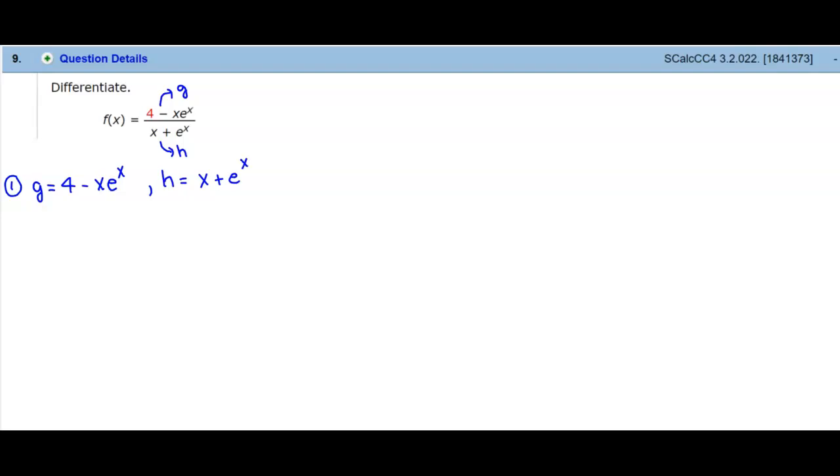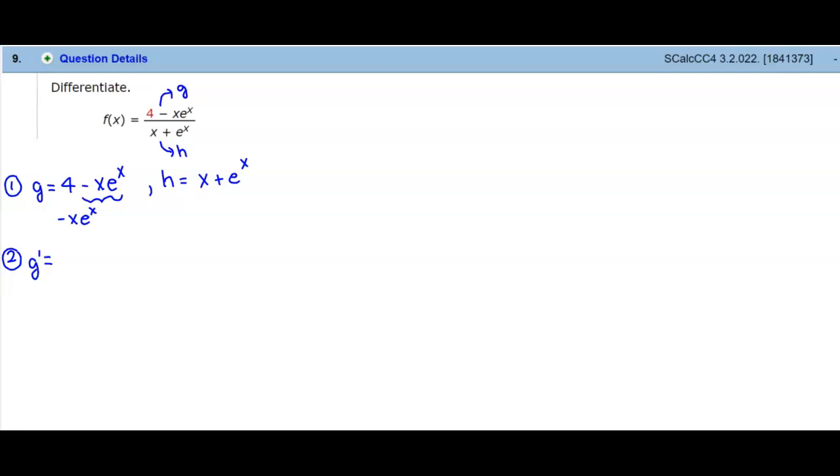Now we need to find the derivative of g. To find the derivative, we know that the derivative of 4 is 0. Now we're looking at this function here, which is negative x e to the x. Now this represents a product rule. So we're going to have to use the product rule for negative x e to the x.